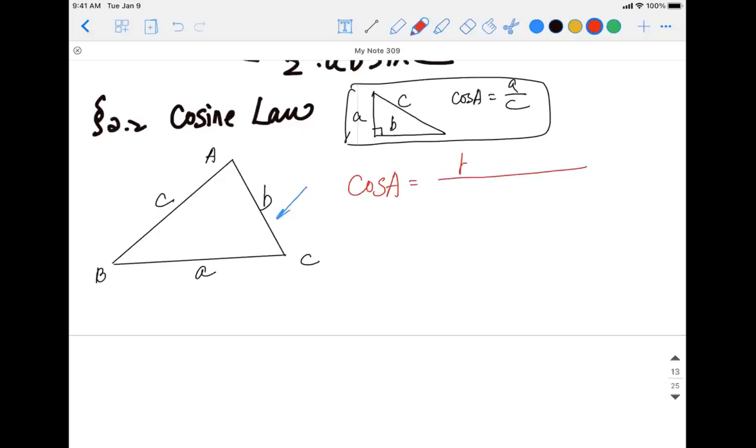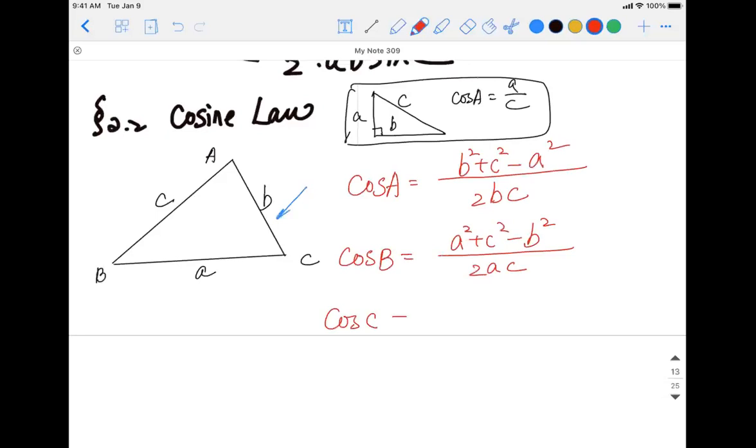Cosine A equals (b squared plus c squared minus a squared) over 2bc. Cosine B equals (a squared plus c squared minus b squared) over 2ac. Cosine C equals (a squared plus b squared minus c squared) over 2ab. Okay, so this tells you that as long as you know the three sides of a triangle, you would be able to determine the angle's cosine value right away by using a combination of the three sides.